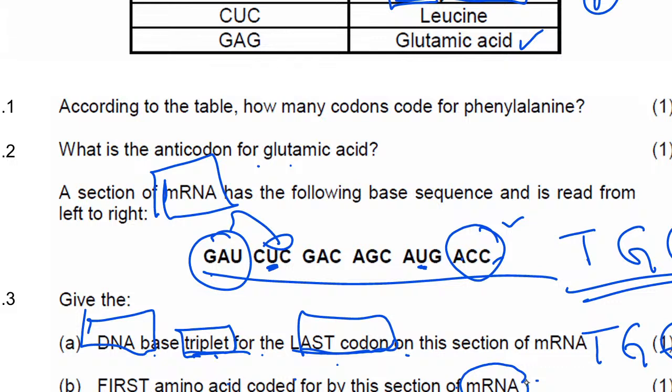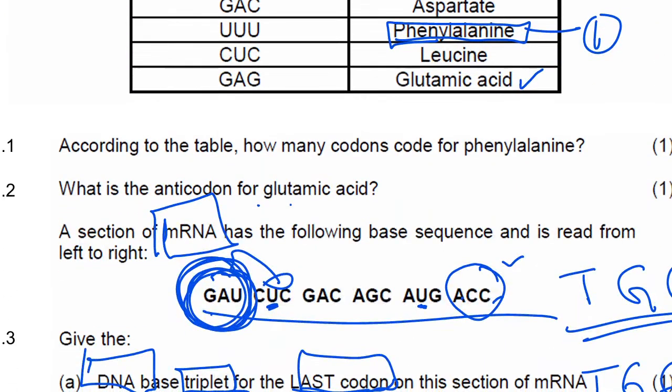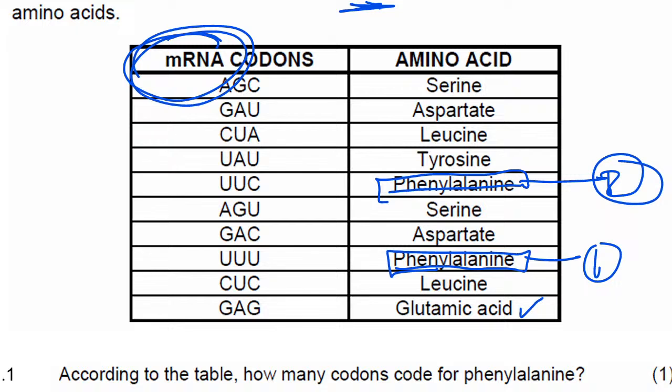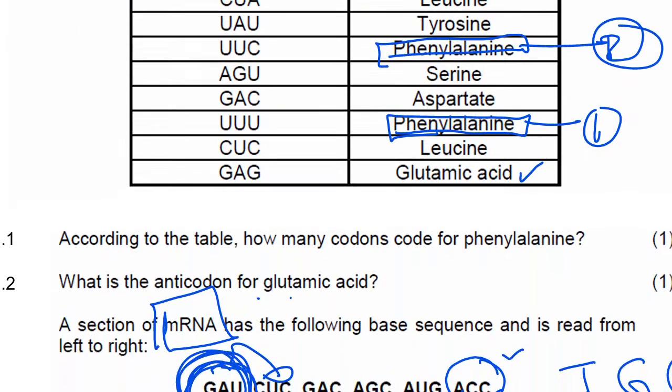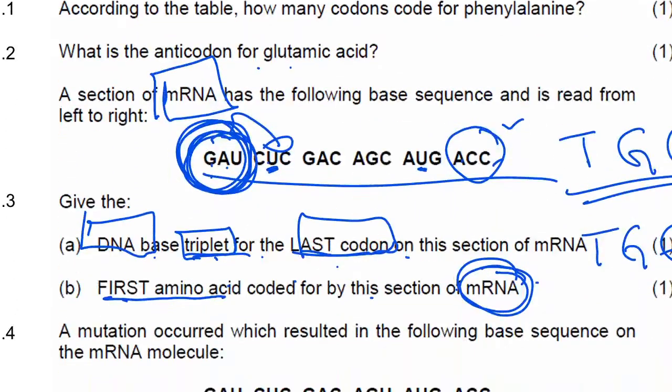Yes, look here. This is a messenger. When they say a section of messenger, also this is a messenger. They gave us messenger here, and also here they gave us messenger. Do I need to convert? No. So I'm going to read it the way it is. GUA. So I have come here and have to look for GU. Is it GUA? GAU. GAU is here. Which is it? Aspartate. Yes, it's aspartate. So the answer is supposed to be aspartate.